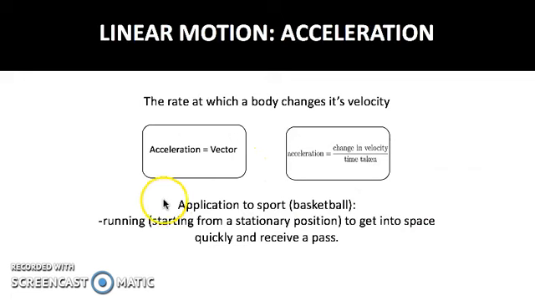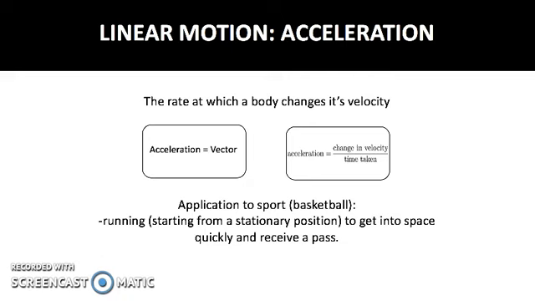Moving on swiftly to acceleration then. Acceleration is the rate at which a body changes its velocity. Therefore it is a vector quantity, so it has both magnitude and direction. The measure of this is meters per second squared. An example of acceleration in basketball again is starting from a stationary position and then running left to get into space quickly and receive a pass. Noticing the left is that direction that makes it a vector.